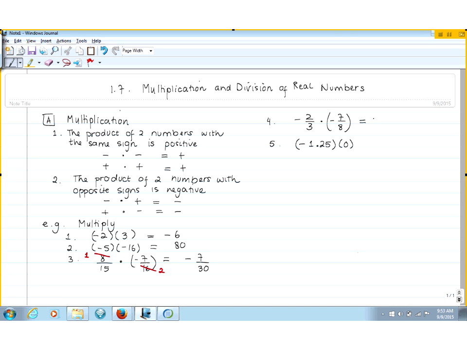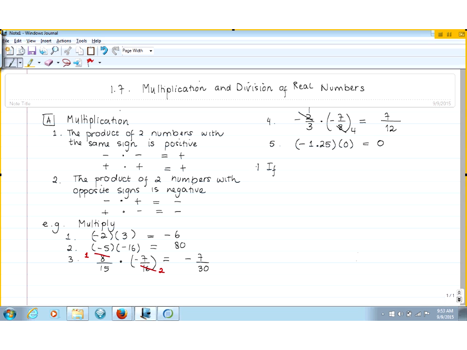Number 4. What do I do? Cross cancel. So 2 and 8. So this is 1 and 4. Will it be positive or negative? Positive. So 7 over 12. Now the last one, 0. So any number multiplied by 0 is 0. Okay, question. Too easy. Yes? Easy. Okay. Good.